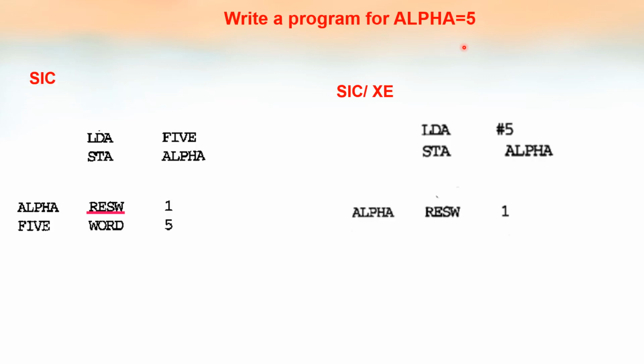Write a program for alpha equal to 5. So the variable alpha is assigned a constant value 5. We have to write this program in SIC and also in SIC-XC. First, we can see that in SIC. For a high-level language like C, if this question comes, how will we do it? We will declare the variable first. Here the variable is alpha, 5 is a constant. So int alpha, then alpha equal to 5.